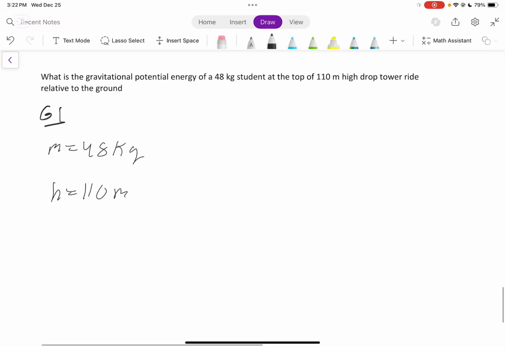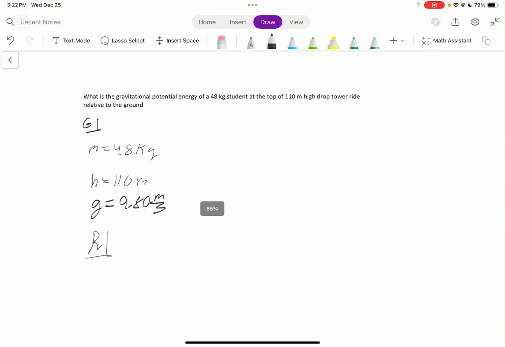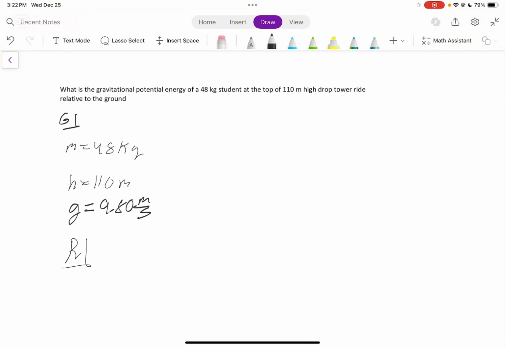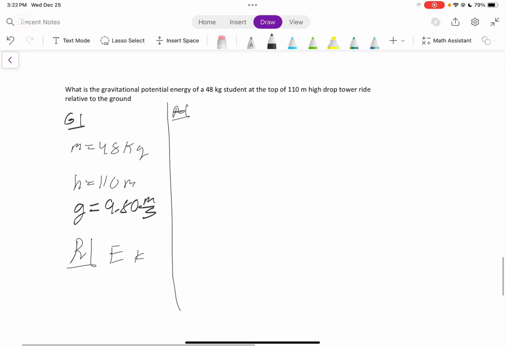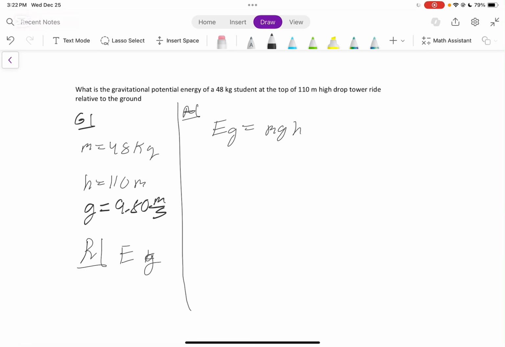So something we also have is we'll always have g. Well, we always know what g is. It's 9.80 meters per second squared. And now we're going into our required to find, which is simply EK. We're looking for what EK is. Now we can go into our analysis. And in analysis, we can go, not EK, EG. We're looking for gravitational. So EG is equal to mgh. And we have m, we have g, we have h. So now we can go straight into our solution.